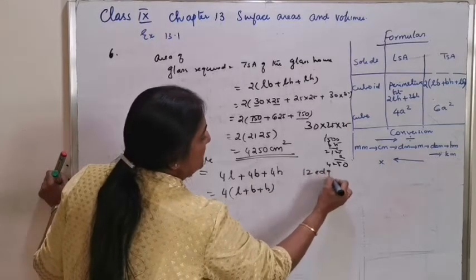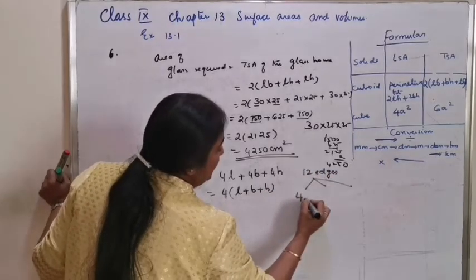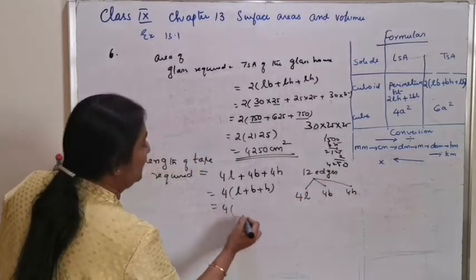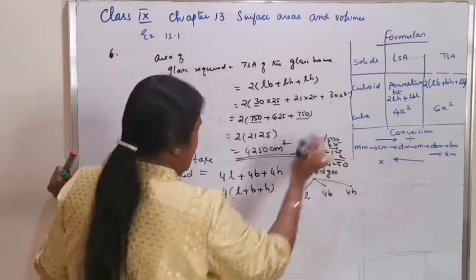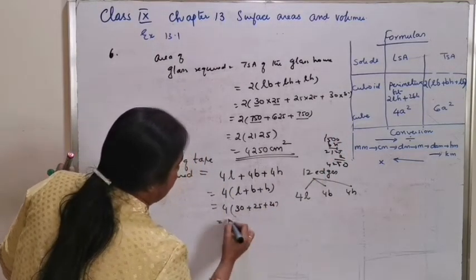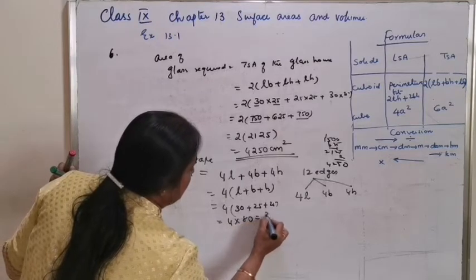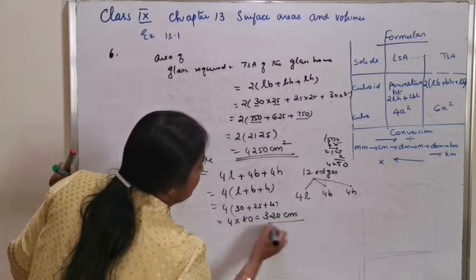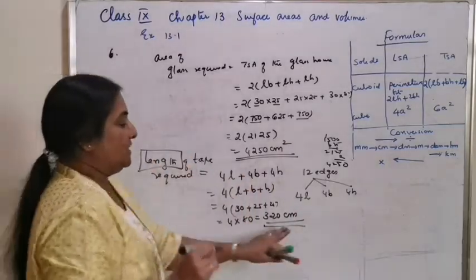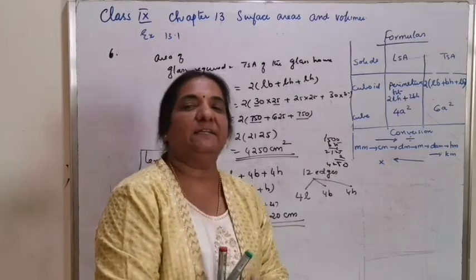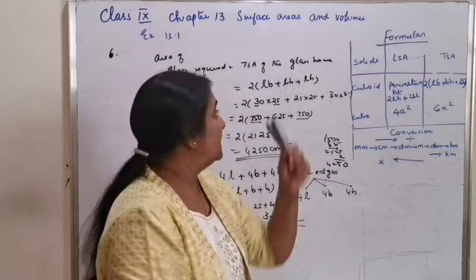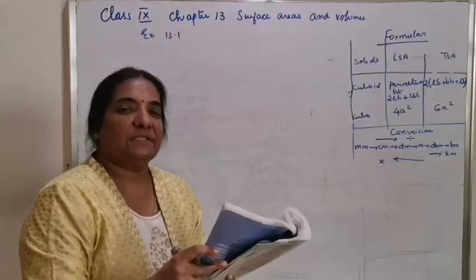4 into length 30 plus 25 plus 25. 50 plus 30 is 80. 4 into 80 is 320 centimeter. There is no centimeter square because it is the length of the tape. So only 320 centimeter of tape is required to cover all the edges of the glass house. Question number 7.